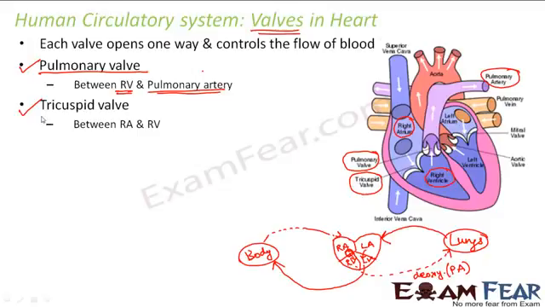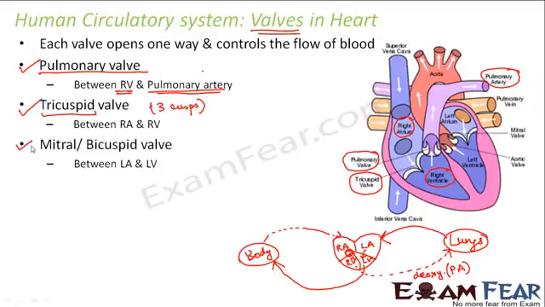Why is it called tricuspid? Tri means 3 because it has 3 cusps. What are cusps? Cusps means nothing but flap. So these kind of valves have 3 flaps, so they are called tricuspid valve. So it is present between the right auricle and right ventricle.